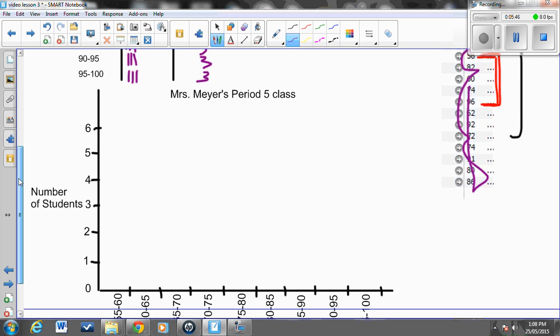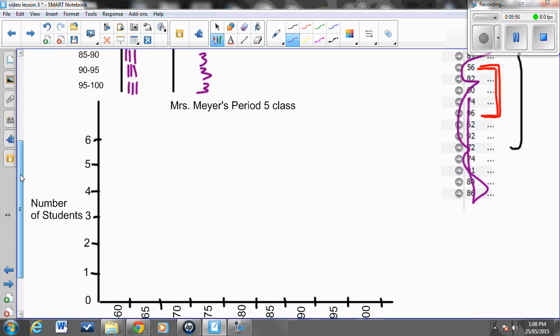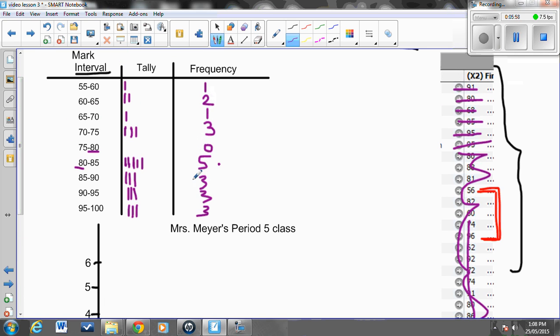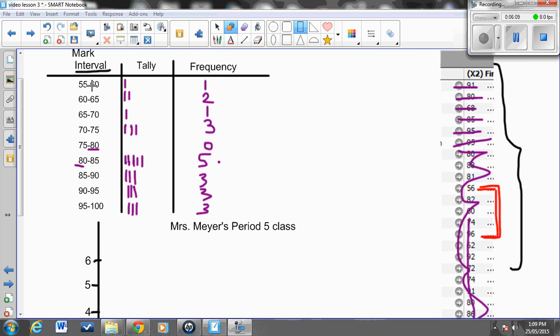So I'm going to start a graph down here. So I have my intervals at the bottom. Again, they should match the intervals you had in your chart. And now I need to tally up how many students are in each interval. Well, the highest number I had was 5, so I only needed to count up to 5. And then you just start creating your bars. So I have one student that falls in the first interval, 2 in the second.